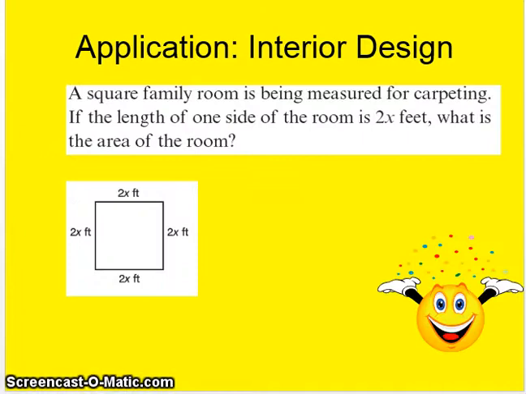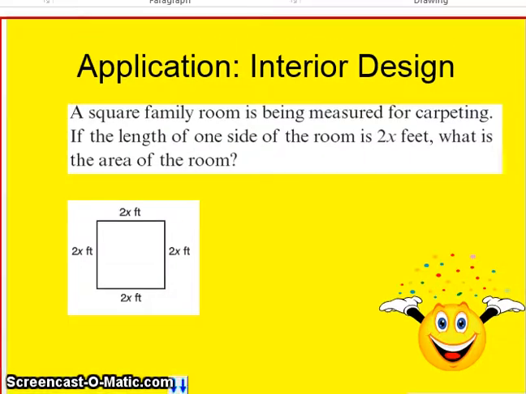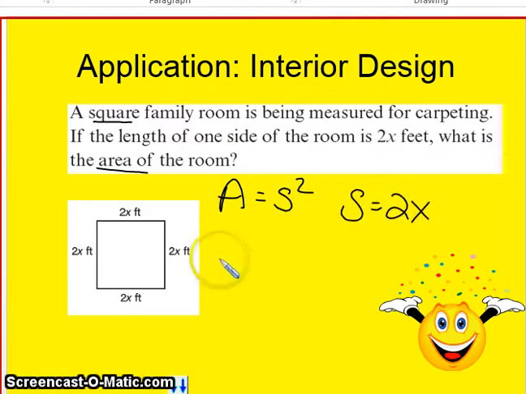So we have an application in interior design that needs to go in your notebook. A square family room is being measured for carpeting. If the length of one side of the room is 2x feet, what is the area of the room? So what we're looking for is area, and we know that in order to find the area of a square, we take the side length and square it. Now in this case, our side length is 2x feet. So my area is 2x side length squared, or 2x times 2x.